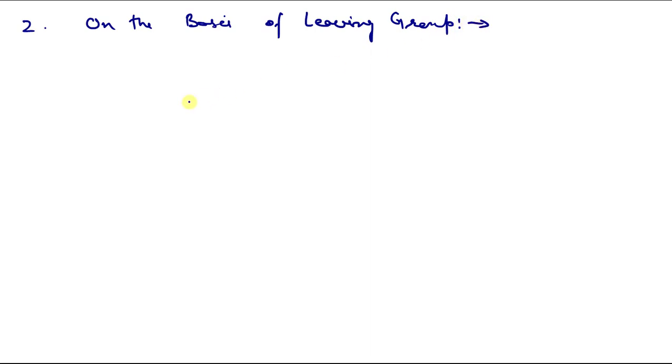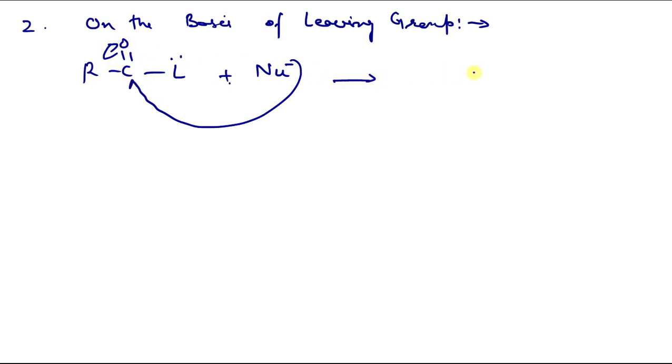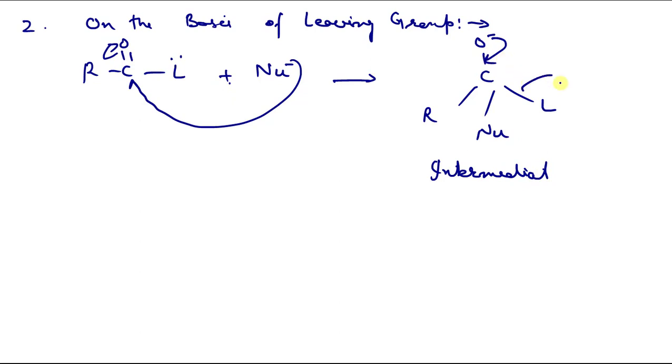Now as I have already discussed the general mechanism of this reaction in my previous lecture, I will just quickly write here what the mechanism is. This nucleophile has to attack here, so it will give a tetrahedral intermediate. This is R, this is the nucleophile, this is L, so this is the intermediate. Now in the next step this L has to go, minus L, R C double bond O.